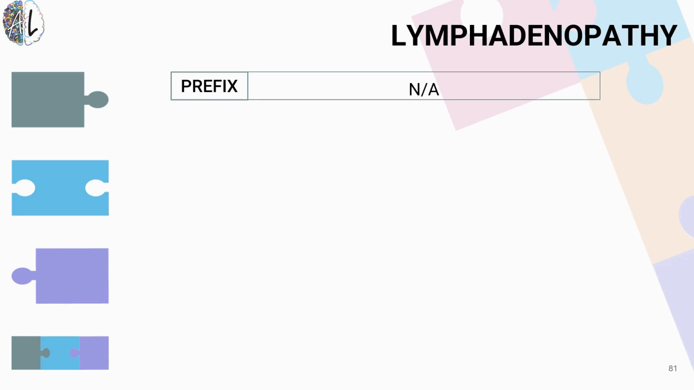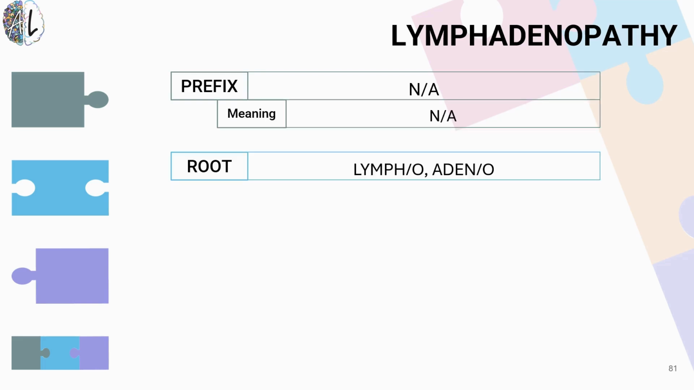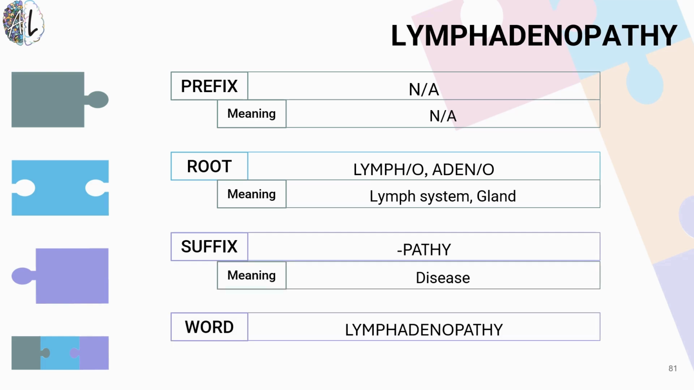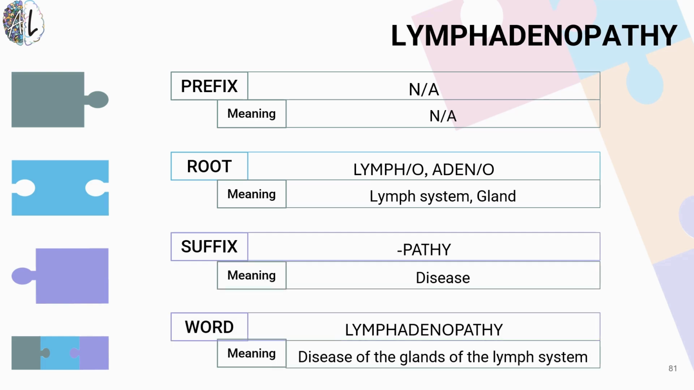Okay, so in lymphadenopathy, we do not have a prefix. We have 2 root terms here. So lympho refers to that lymph system, the lymph vessels. Adeno refers to your glands. And the suffix here is pathy, which refers to a disease. So lymphadenopathy refers to a disease of the glands and that lymph system that we just talked about.